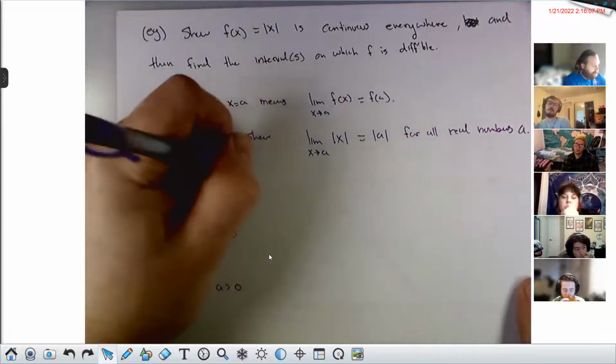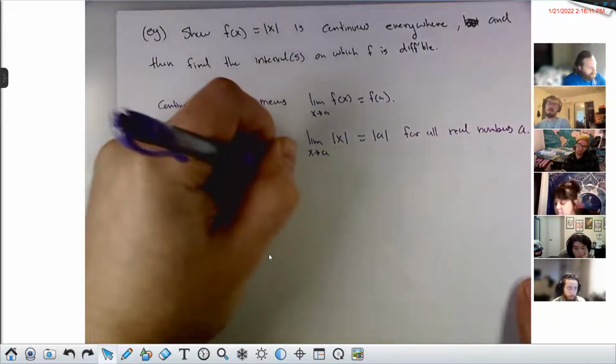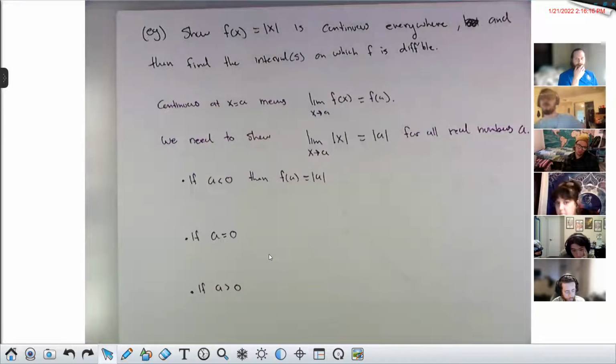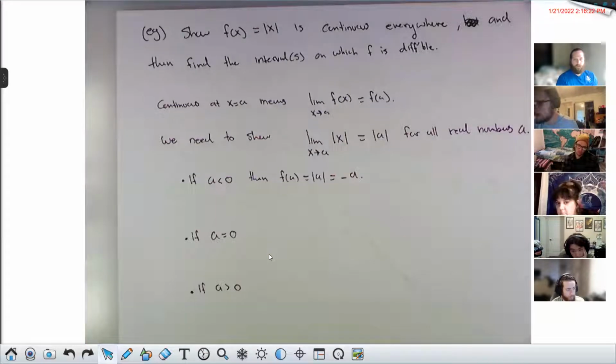If a is less than 0, then f of a, the absolute value of a, is negative a, because that's what the absolute value function does to negative numbers. It multiplies them by -1 to make them positive, right?